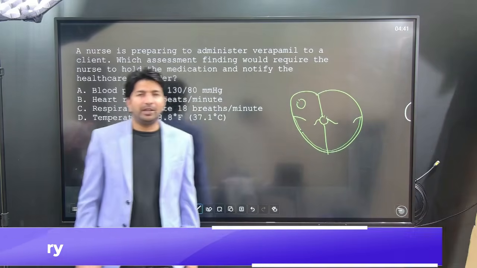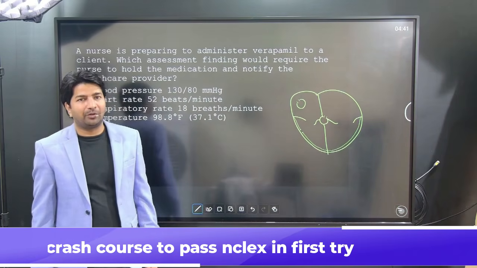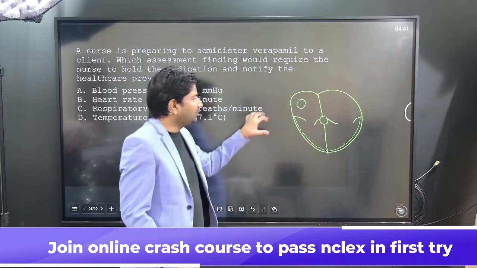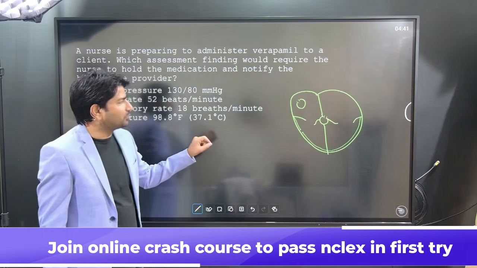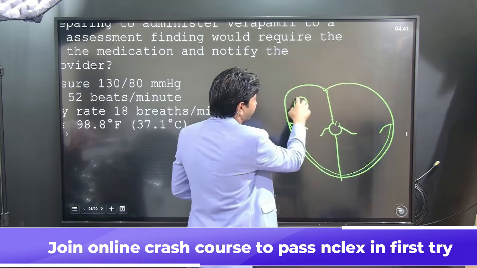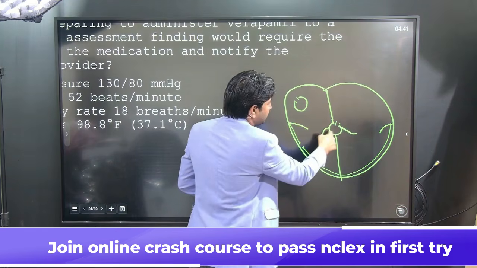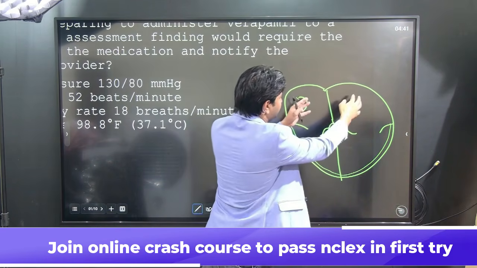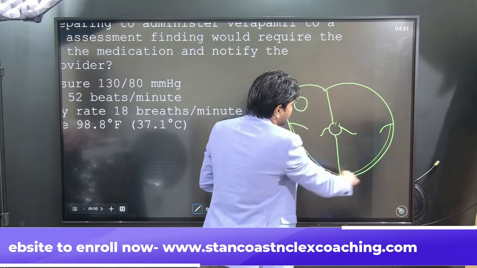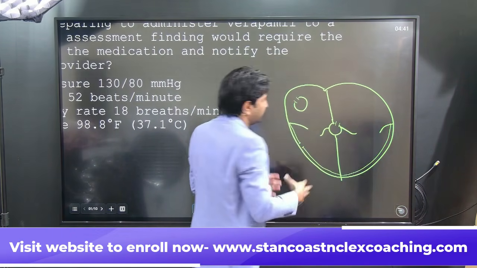Good morning, everyone. Today, we're going to discuss a very important drug category, which is calcium channel blockers. Before we get to the question, I'll introduce you to how calcium channel blockers work. Normally, in the heart, this is the SA node, which generates the electrical impulse. This is the AV node, which transmits the impulse from the atria to the ventricles. And this is the myocardium, which helps the heart muscle contract.